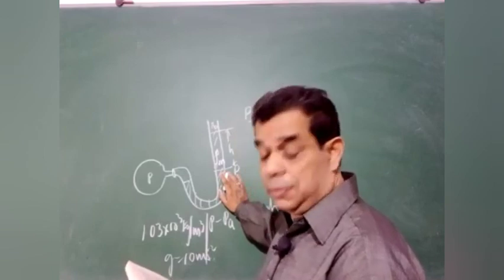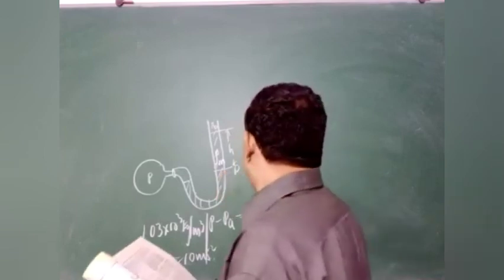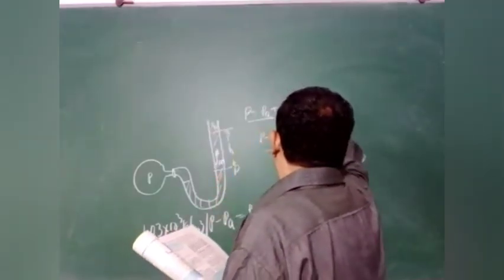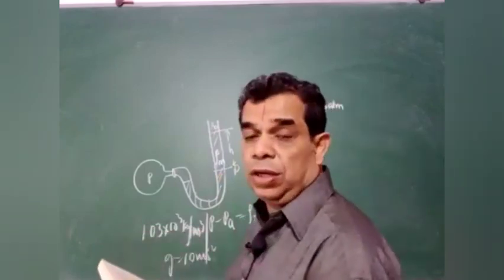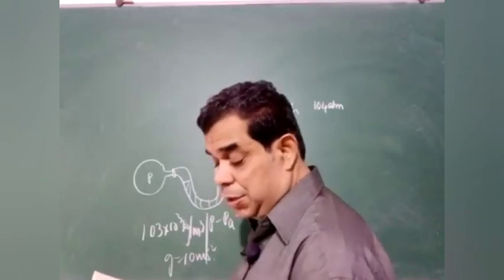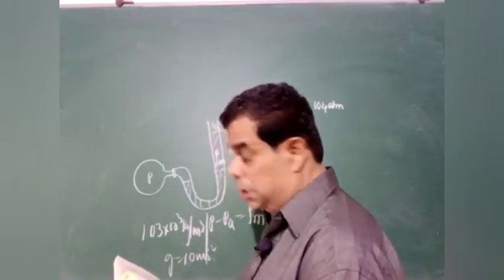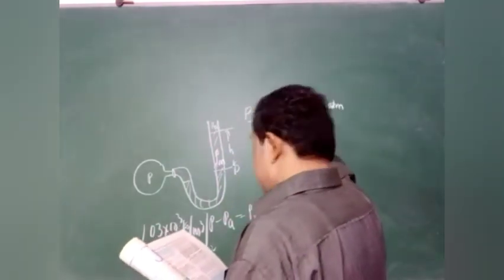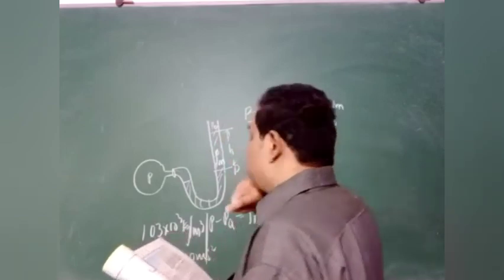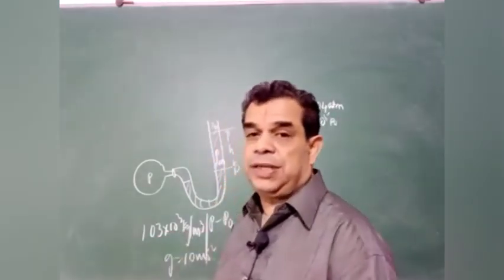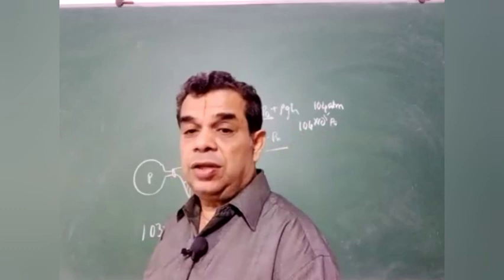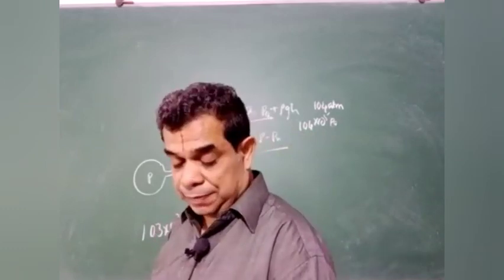104 atmospheres, that's right. You will get the true pressure as 104 atmospheres. 1 atmosphere means 1 times 10 raised to 5; you can take 1.01 times 10 raised to 5. The actual answer you get is 104 times 10 raised to 5 Pascal. That is 104 atmospheres. Then gauge pressure is 104 minus 1, which is 103.